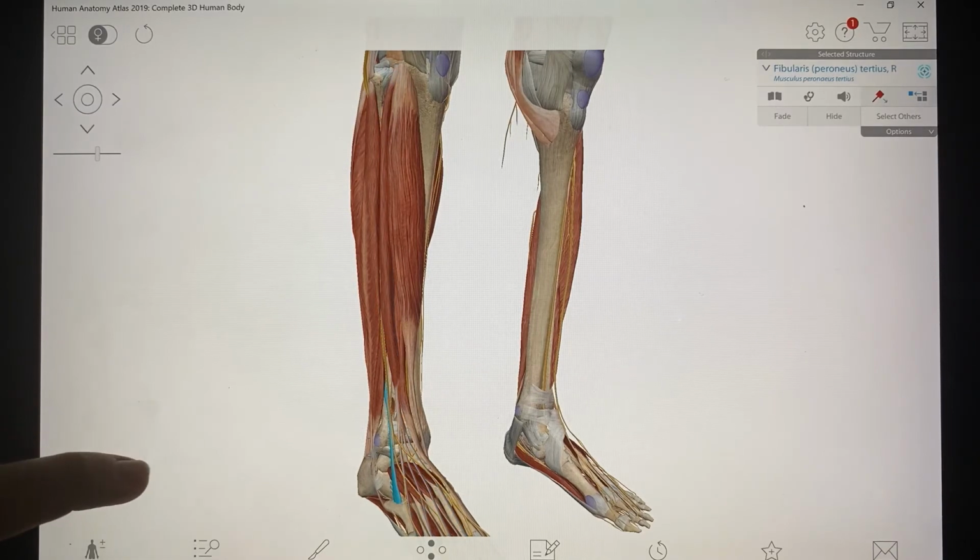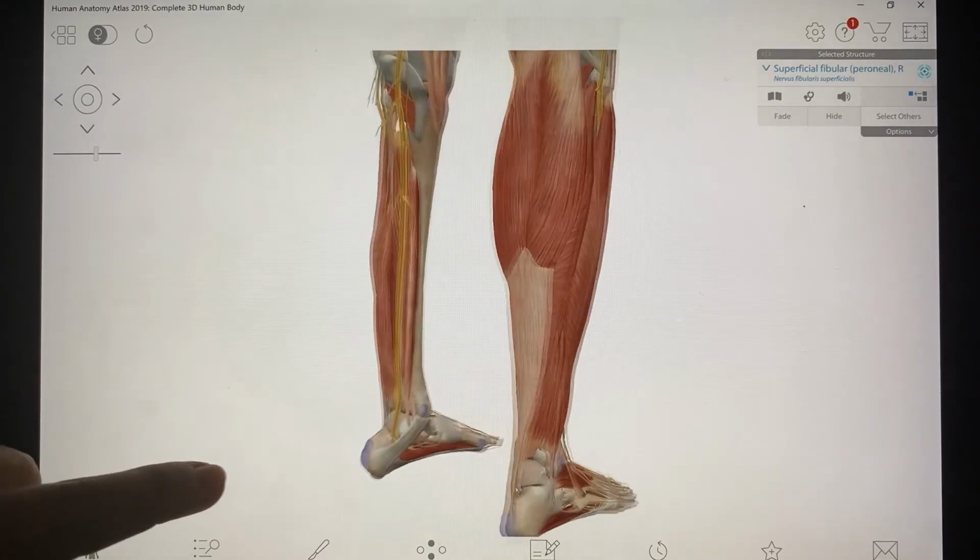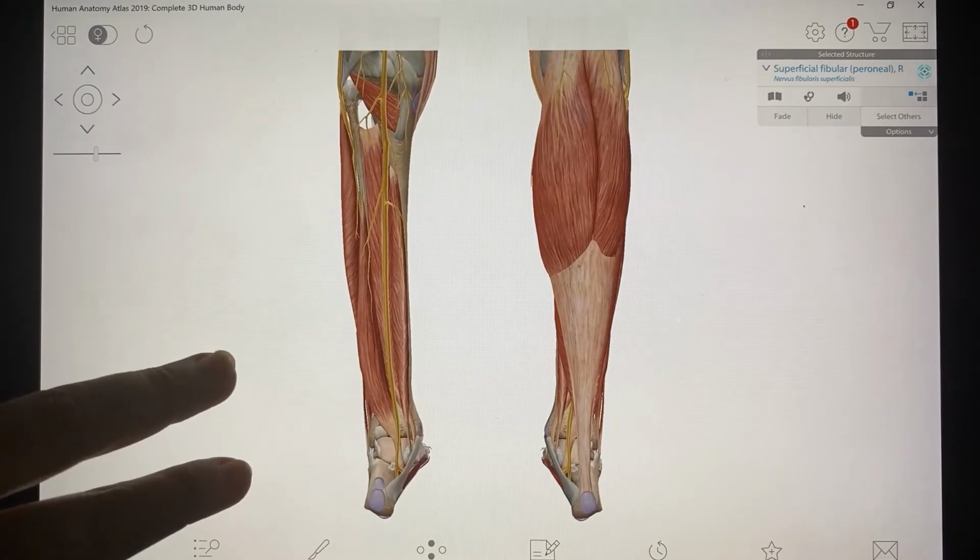Next is the lateral compartment, also known as the everter compartment, and has two muscles, the fibularis longus and the fibularis brevis. These muscles are innervated by the superficial fibular nerve, and they evert the foot as well as weakly plantar flex the ankle. Now let's take a look at the posterior compartment, also known as the plantar flexor compartment.